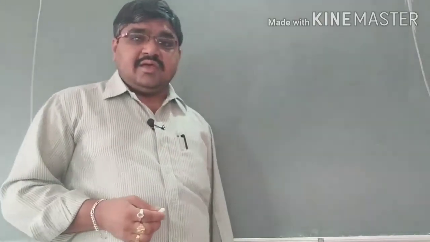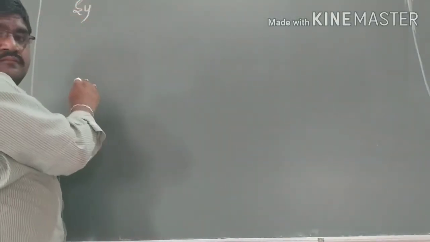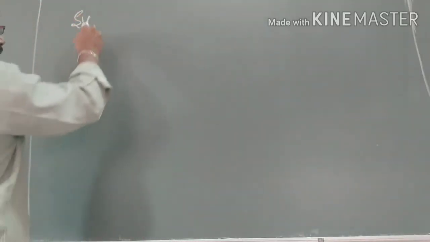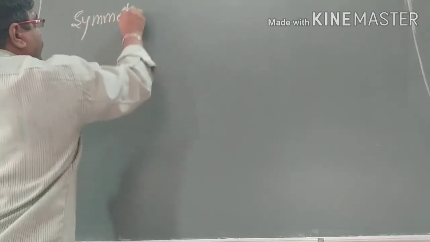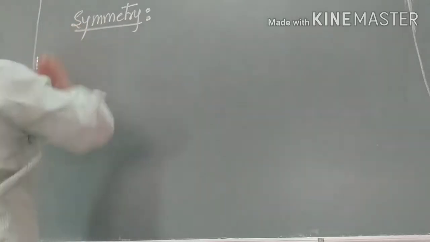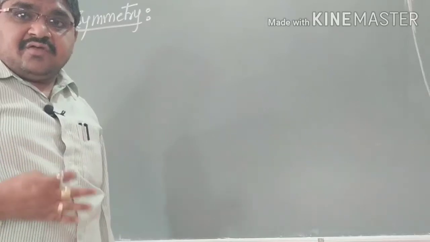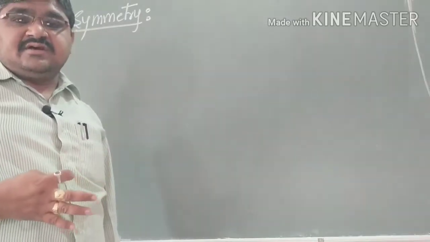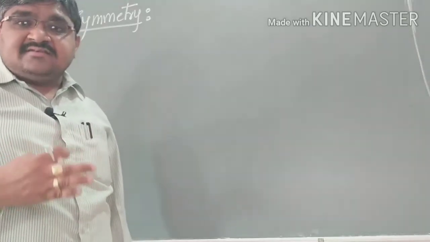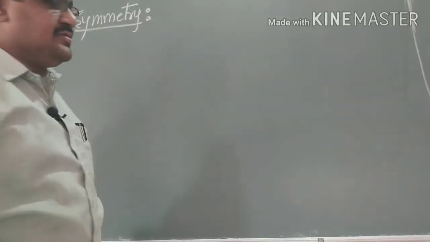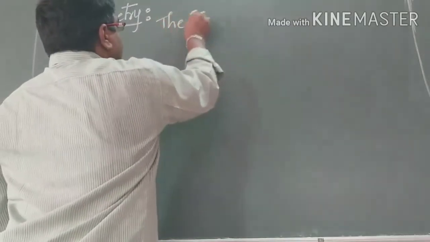Next, coming to the symmetry. So here, what does symmetry mean? The division of the body into two sides. That means the division of the body into two identical halves along the main axis of the body is known as symmetry.